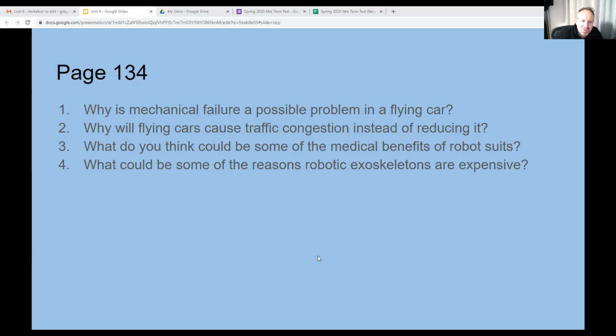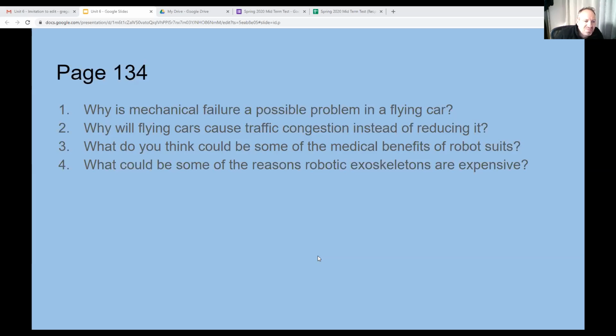What do you think could be some of the medical benefits of robot suits? Right, obviously for people with physical injuries or disabilities, the robot suits could make people able to move around again. Even old people whose muscles and bones are less capable, they could jump in an Iron Man suit and zoom around as fast as anyone.